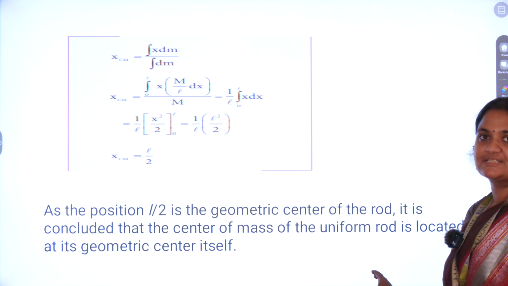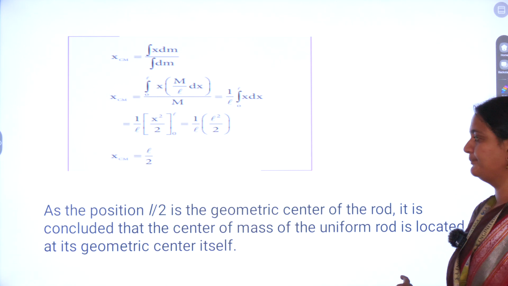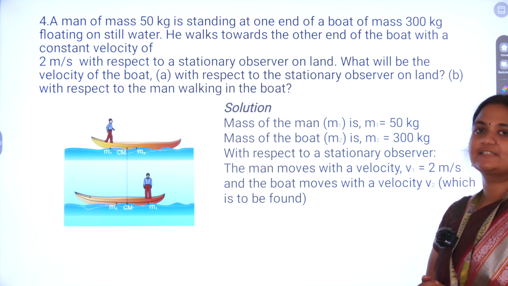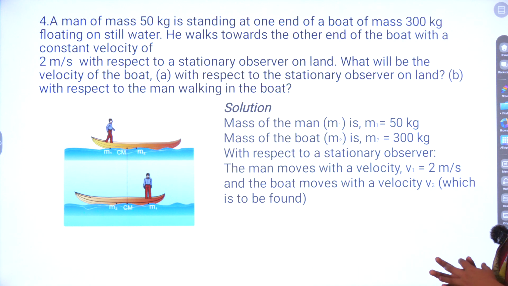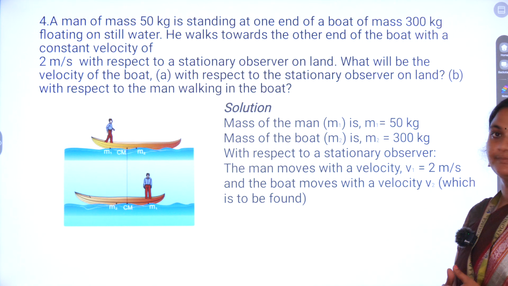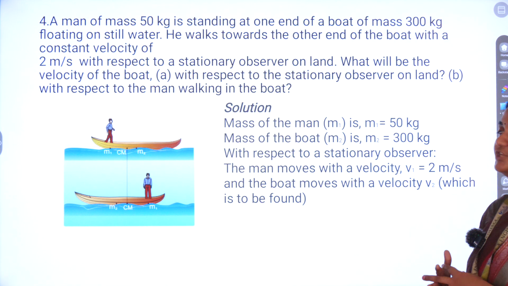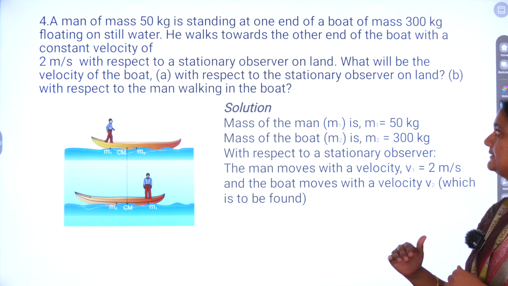Am I clear, students? Shall we move to the last problem of the session? This is a very interesting problem. A man of mass 50 kg is standing at one end of the boat, and the mass of the boat is 300 kg. It is floating on still water.